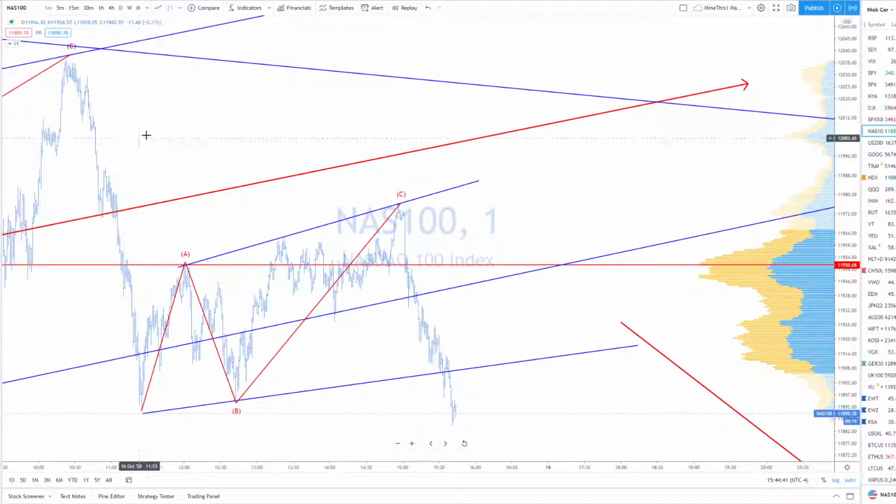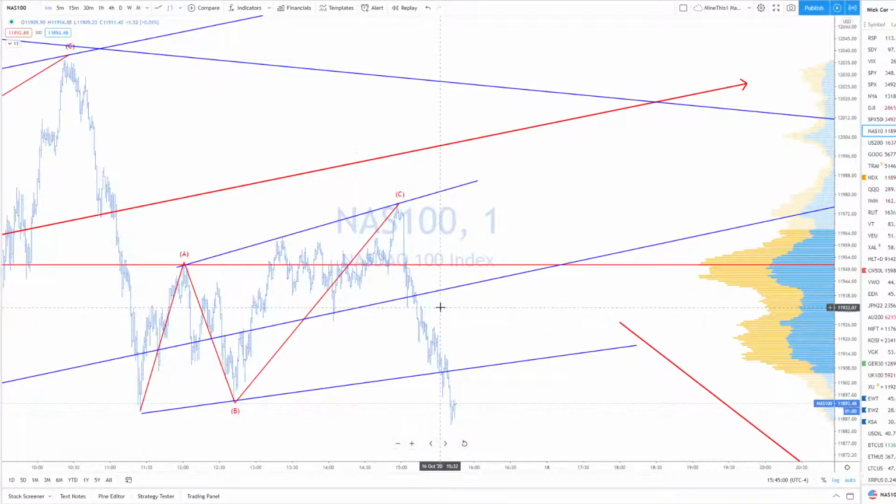Makes sense, right? And do you really need the volume to figure out that this is a consolidation here? It's a bear flag. Not really, but if it helps you think about it in a different way, then that's good.